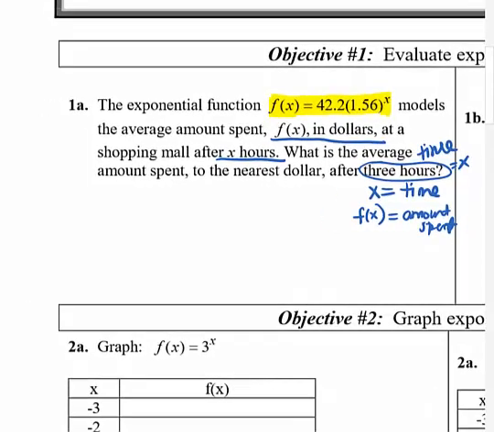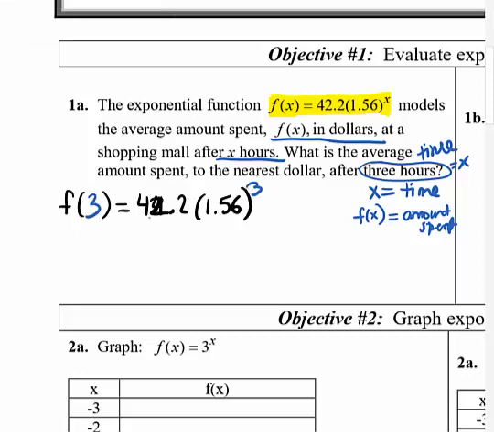So all I need to do here is take the function they gave me and replace x with 3, which means I'm evaluating f of 3. So I'm just going to rewrite this exactly the same: 42.2 times 1.56, except the x is now a 3, because that's the value they want me to evaluate it at. And for this one I'm going to use a calculator.